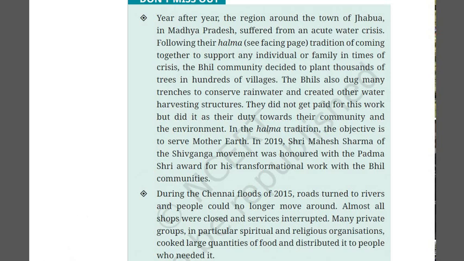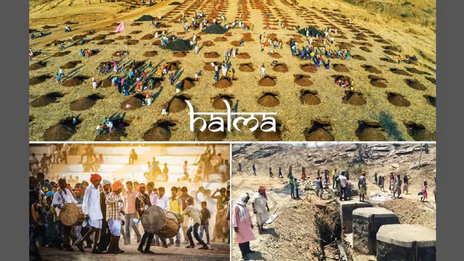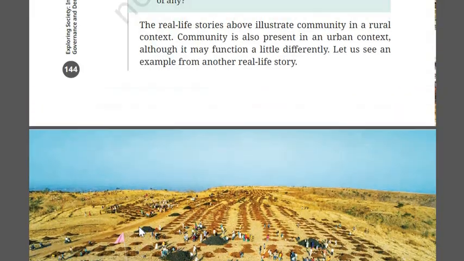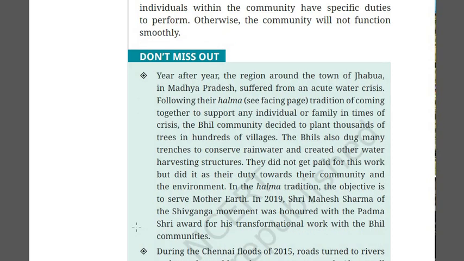Some examples of communities are given here. Year after year, the region around the town of Jhabua in Madhya Pradesh suffered from an acute water crisis. Following their halma, see, the picture of halma is given here. This is halma. Following their halma tradition of coming together to support any individual or family in times of crisis, the Bhil community decided to plant thousands of trees in hundreds of villages.